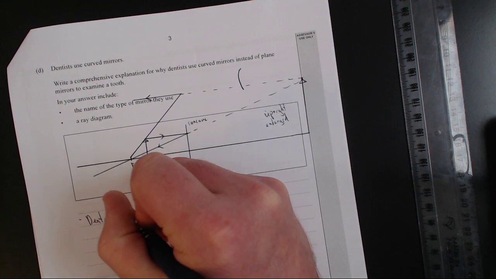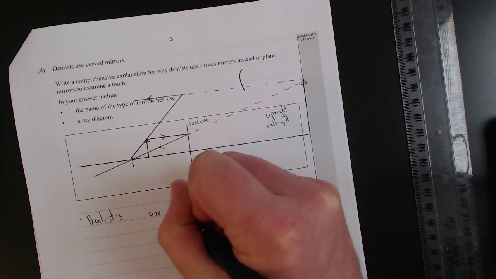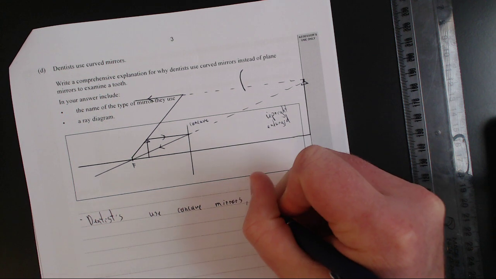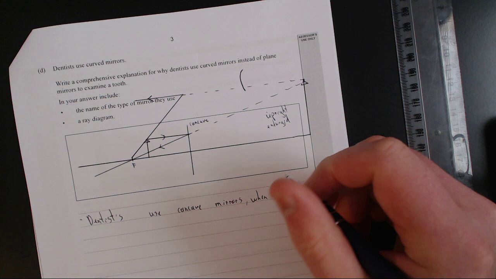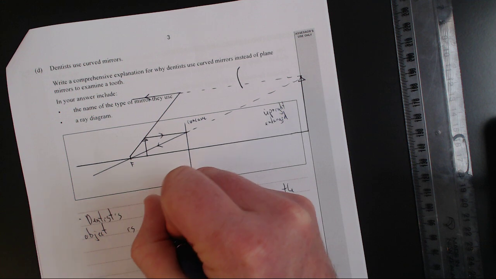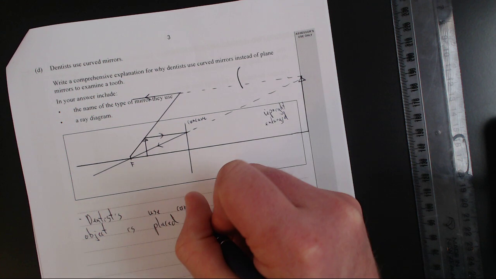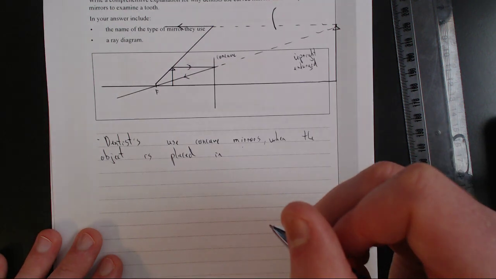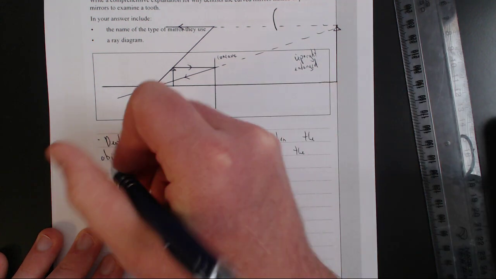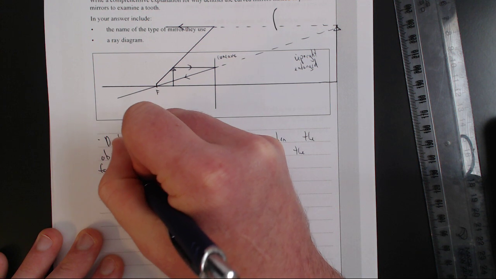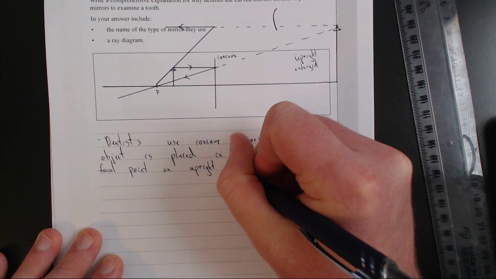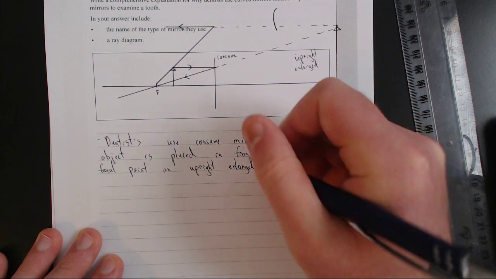Dentists use concave mirrors when the object is placed in front of the focal point, and an upright, enlarged image is formed.